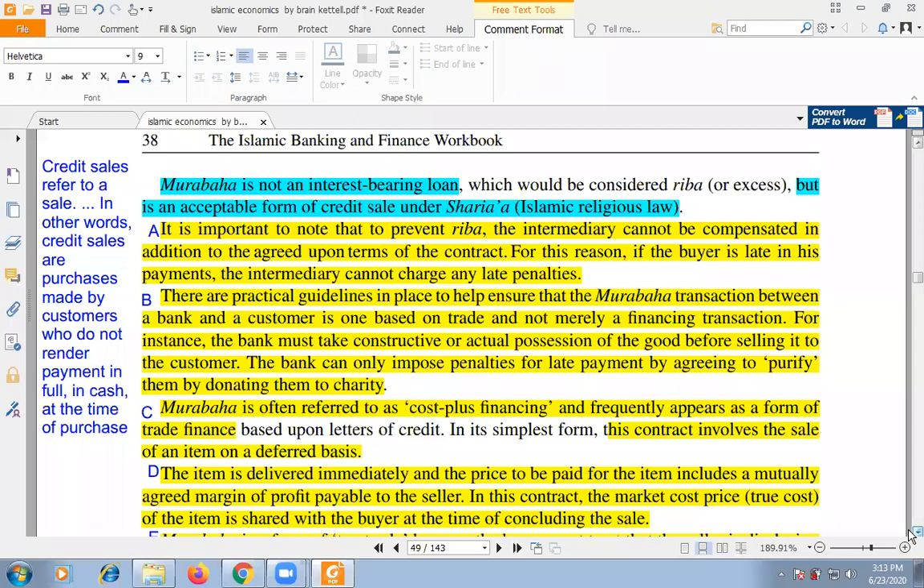Credit sale means, and that is very important, credit sales are purchases made by the customers who do not render payments in full in cash at the time of purchase.